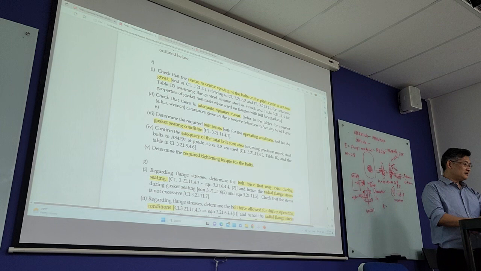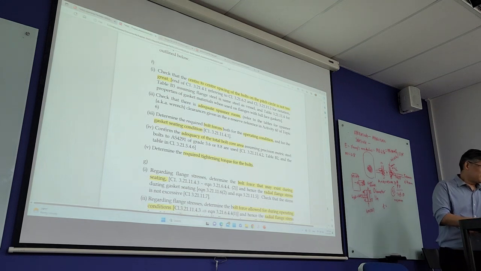Okay, so next thing is to decide what type of flange we use. All right. Label 3 form.